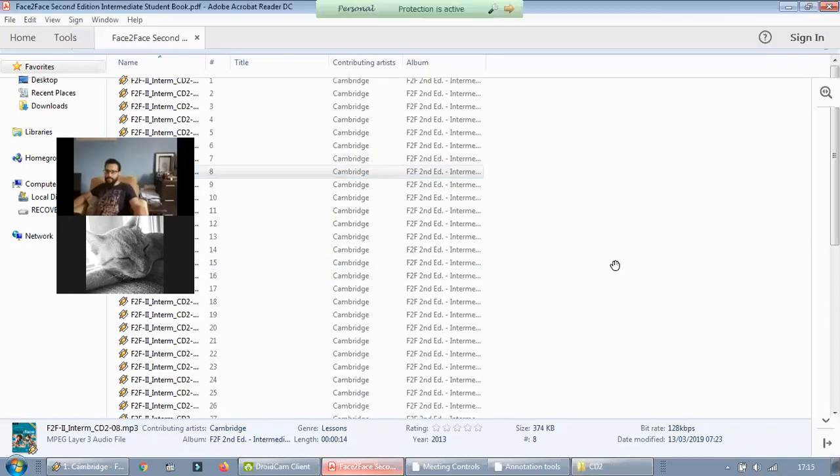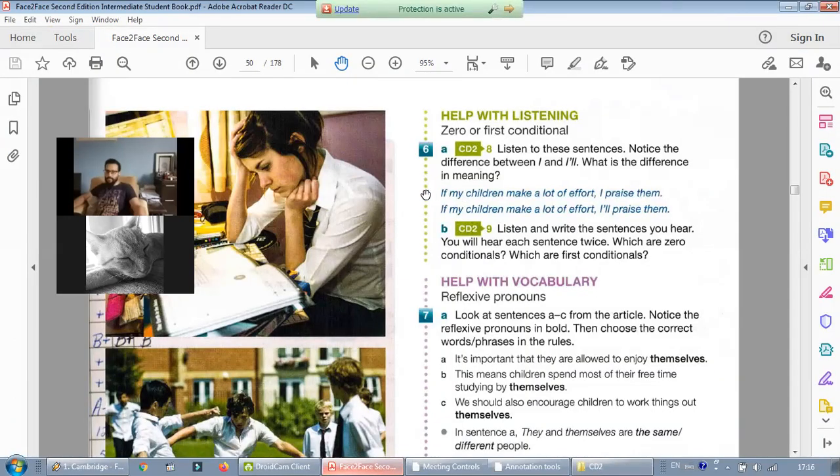Track 8. If my children make a lot of effort, I praise them. If my children make a lot of effort, I'll praise them.